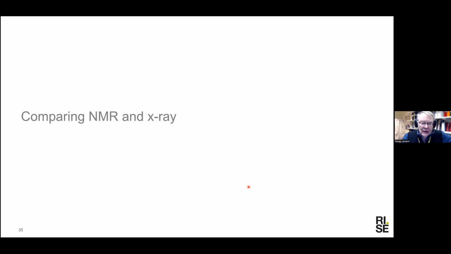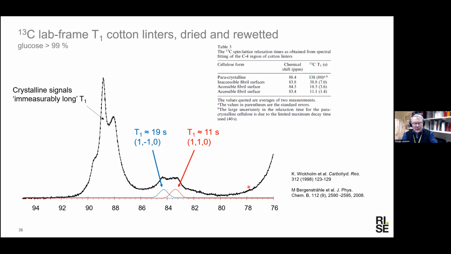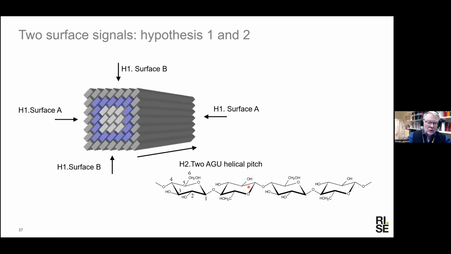So comparing NMR and X-ray, I go back to this idea of measuring relaxation times, and we can identify two relaxation times. We can obtain estimates of them from molecular dynamics simulations, and we did that in order to figure out why there are two surface signals. You can see that they are different, and that is a good thing when you want to compare hypotheses. So we formulated two hypotheses that were popular at that time, and one of them was that we have two pairs of distinct surfaces.